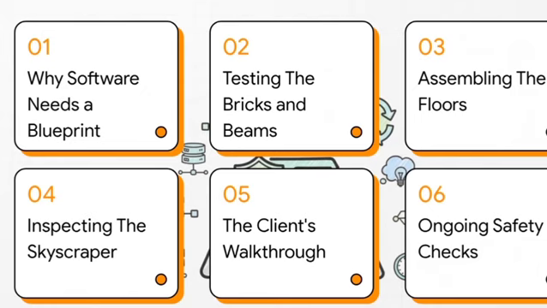So here's our game plan, our construction plan for this little explainer. We're going to start with why you even need a blueprint. Then we'll look at how you test the individual bricks and beams. After that, we'll see how entire floors get put together, how the finished skyscraper is inspected, what happens during the client's final walkthrough, and finally, those crucial ongoing safety checks.